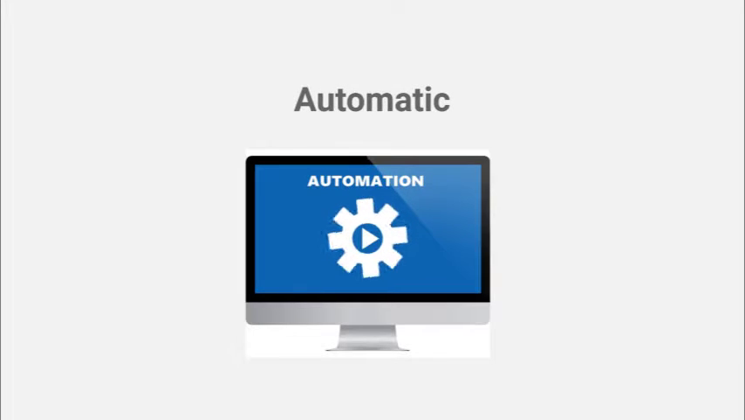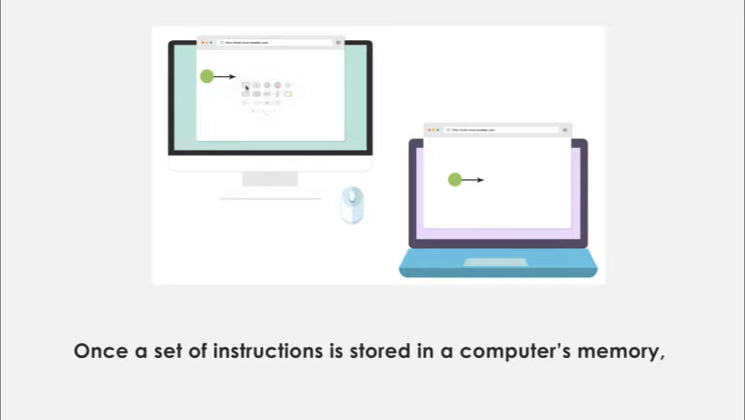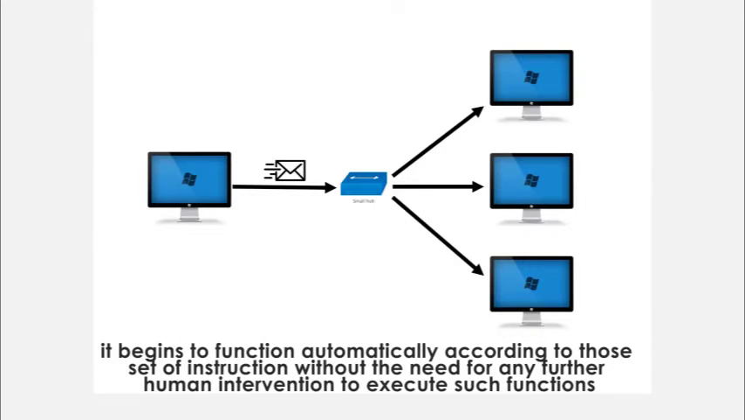The next major characteristic is that computers are automatic. Once a set of instructions is stored in a computer's memory, it begins to function automatically according to those set of instructions without the need for any further human intervention to execute such functions.